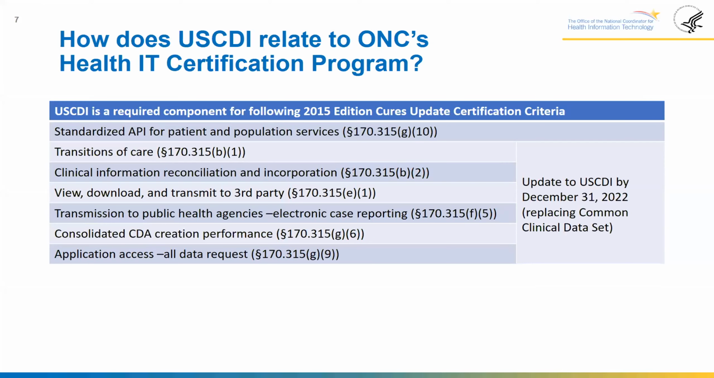For the next criteria, B1, or transitions of care, health IT modules that are certified to this criteria must be able to create and send a transitions of care document capable of containing all of the data elements included in USCDI version 1. Just as a reminder, this does not mean that all of the information has to always be in these documents or in this exchange of information. It just means that systems must be able to capture and exchange these data elements.